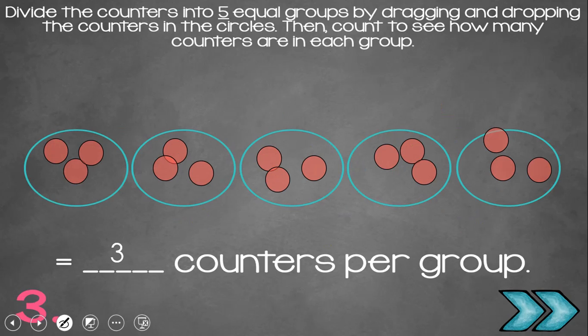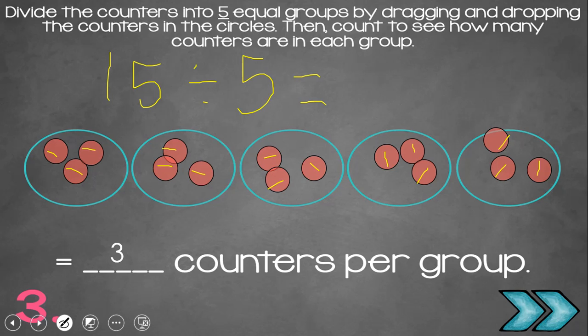Okay, now we have an unknown number of counters. I don't know if you can remember from yesterday, but we have 5 equal groups. So we can go 1, 2, 3, 4, 5, 6, 7, 8, 9, 10, 11, 12, 13, 14, 15. If we have 15 and we are dividing that into 5 equal groups, in each group we had 3. So that means that 15 divided by 5 equals 3, because we're able to put 3 of the counters in each of the 5 groups.